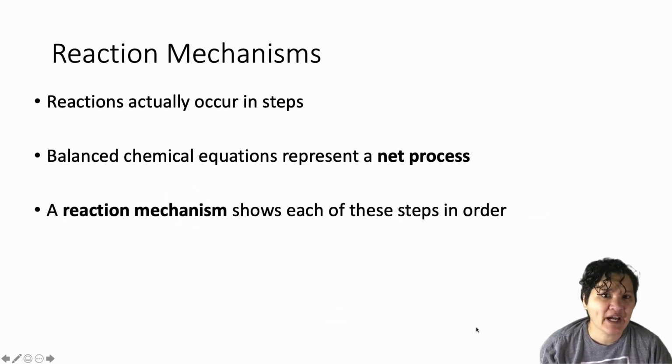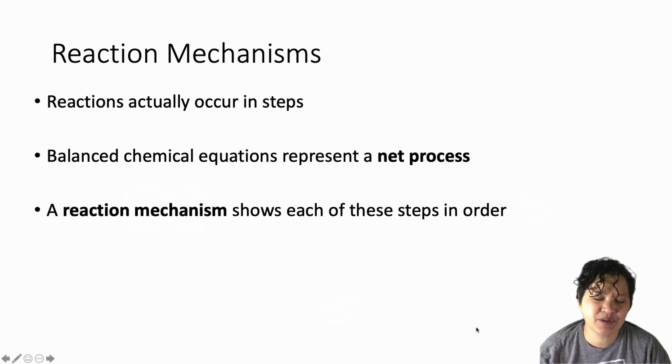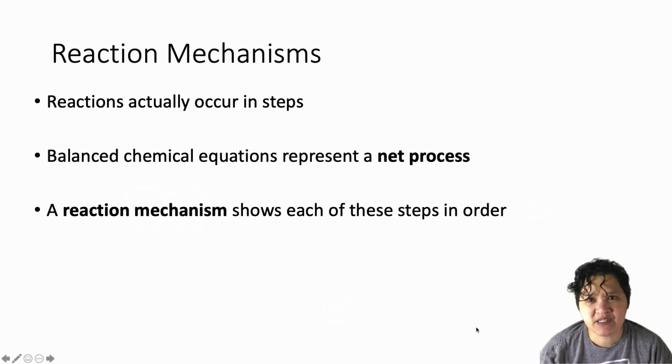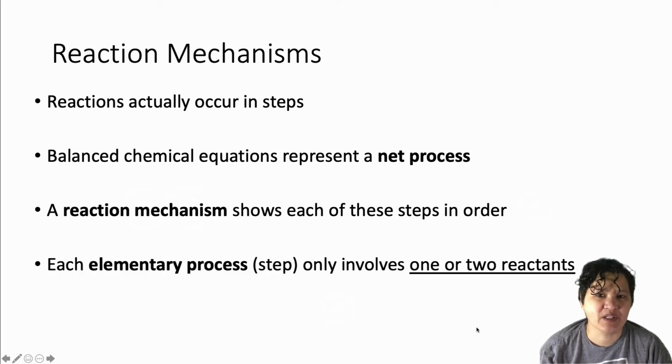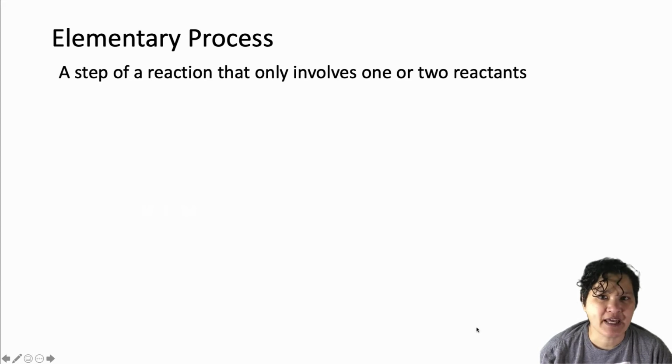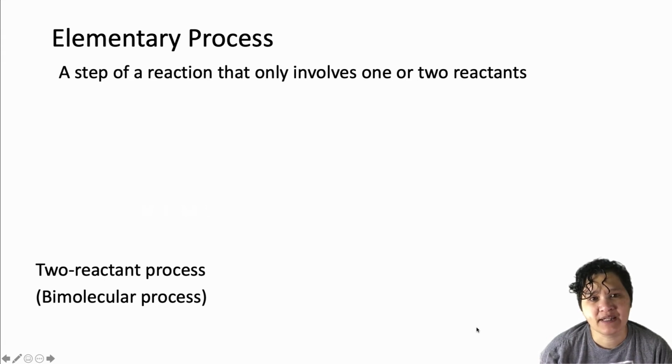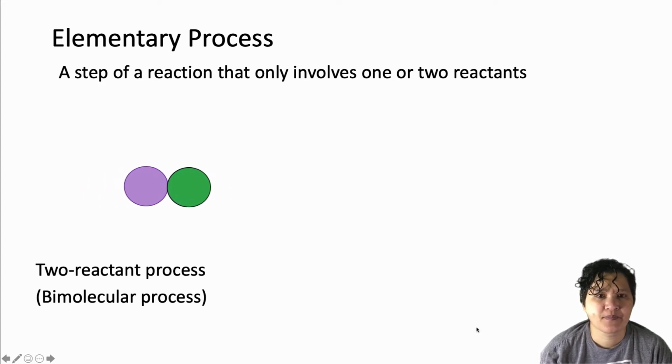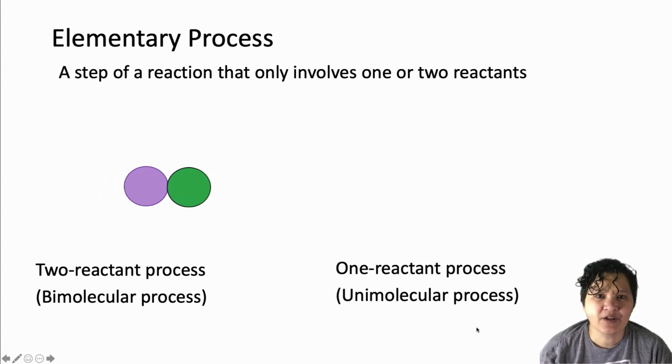The difference is that in a reaction mechanism, things have to happen in a particular order, and so a reaction mechanism will show this. Basically, what we're going to be doing is breaking everything down into steps, each of which involves only one or two reactants. We call each of these steps an elementary process. As I said before, each elementary process has only one or two reactants. If it has two reactants, what we call a bimolecular process, the two reactants are colliding to form new molecules. If there's only one reactant, what we call a unimolecular process, the single reactant is going to break apart.